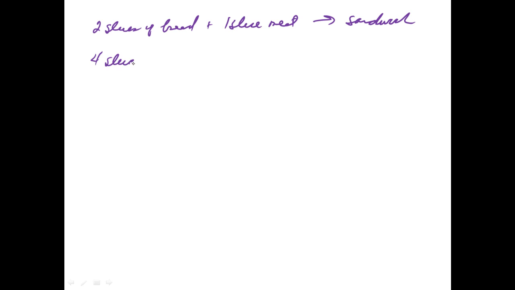And it's really no different than if you're at home and you have a recipe that says that you need 2 slices of bread plus 1 slice of meat to make a sandwich. And let's say you've got 4 slices of bread on hand, but you only have 1 slice of meat. How many sandwiches can you make?